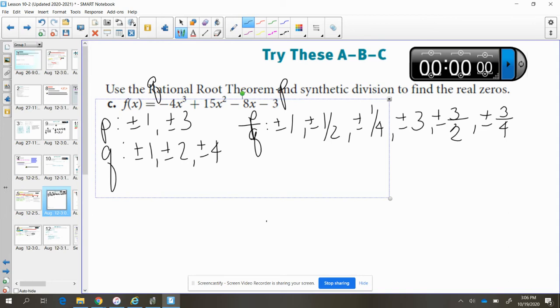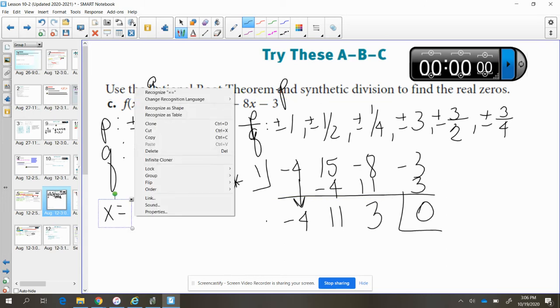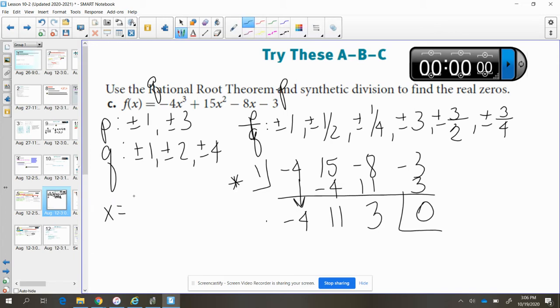Well, let's start by just testing out good old-fashioned 1, okay? And in order to complete the synthetic division, we're going to take those coefficients and write those in. Bring the first term down, got -4, multiply it by our magical number in the box, add down, multiply by the number in the box, add down, multiply the number in the box, and wow, did we get lucky. We got a remainder of 0, so we know that 1 is going to be a 0. So x equals 1 is going to be one of our zeros, okay, which is nice to find pretty quick.